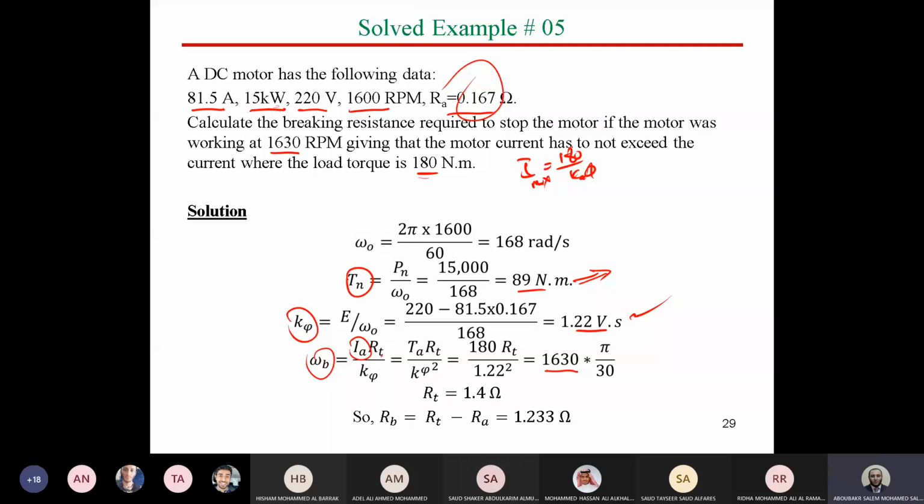Here take care that 180 is almost twice the rated torque, right? This is 89, we can say 90, and 180, so it's twice the value. For that, the maximum current, as we said, is almost twice the full load current value.